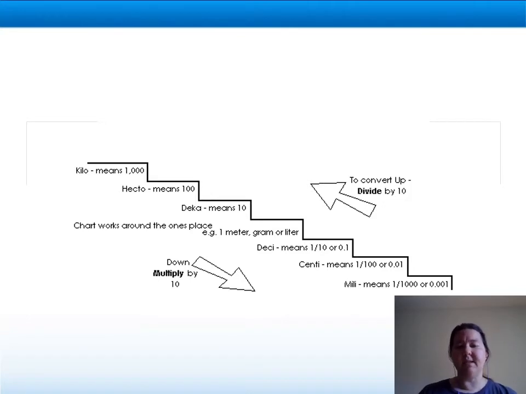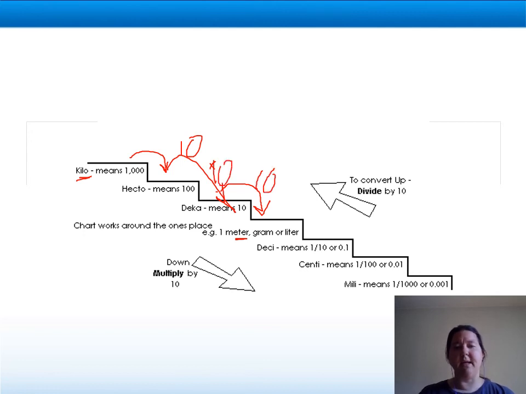So when it comes to the metric system, you just either go up or down the steps, and you either multiply or divide by 10. Every single step is a 10. So if we were to go from kilo down to the meter, that's 3 steps, 1, 2, 3. So that's a 10 with a 10 with a 10. So if we're going down the steps, we're going to multiply by 10 to the third, aka 1,000.